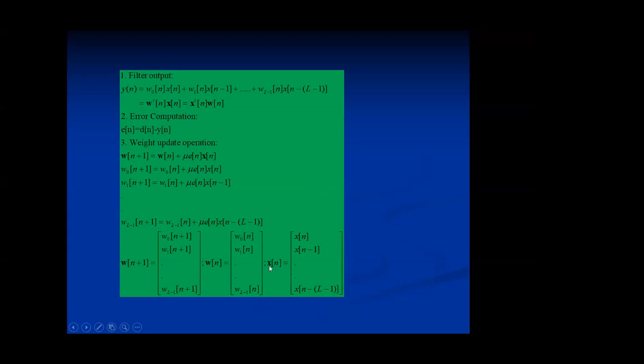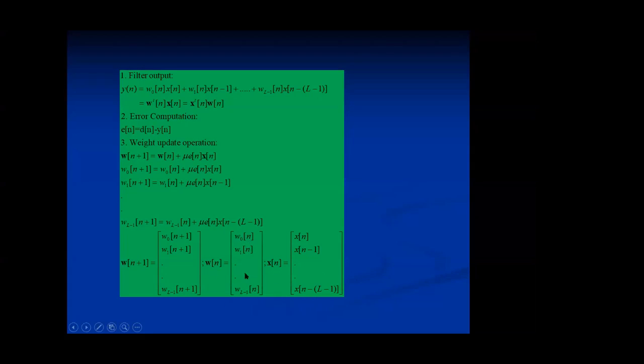So here, this bold x of n is called a vector. Okay. If you have e of n, it is not bold; it is a scalar, only a signal. Whereas this is a vector. I am defining this x of n as a column vector, where x of n is the latest coefficient and the previous coefficient is x of n minus 1. In total, L is the order of the filter, so we go up to x of n minus L plus 1. This I define as the input vector.